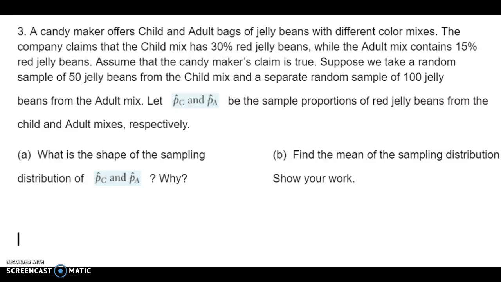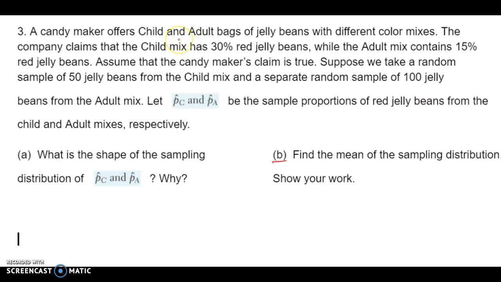All right, so if you want to read the context, you can. You can pause the video and read it for yourself. But essentially, we're looking at part B here. We need to find the mean of the sampling distribution of differences in proportions here.